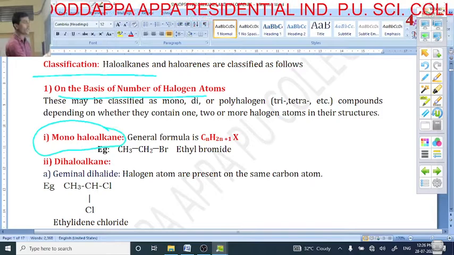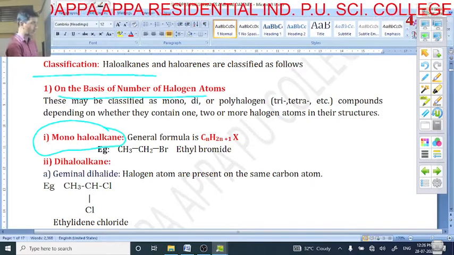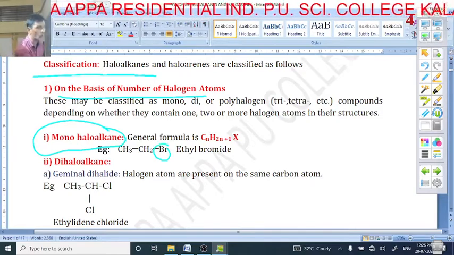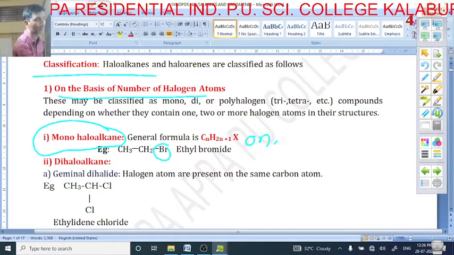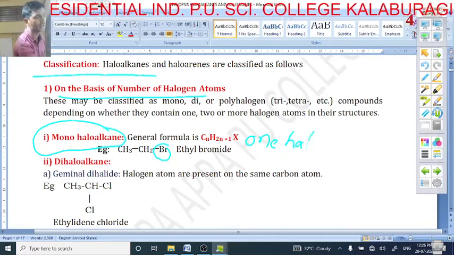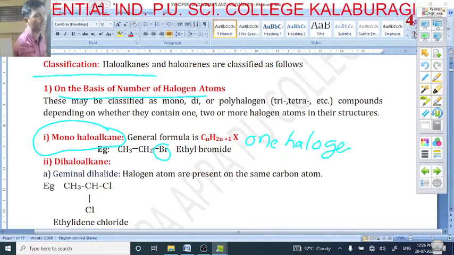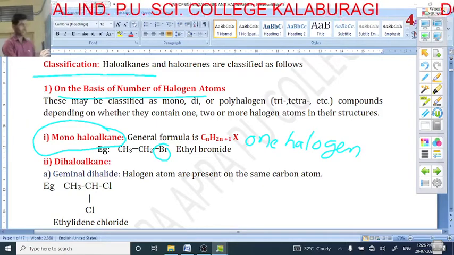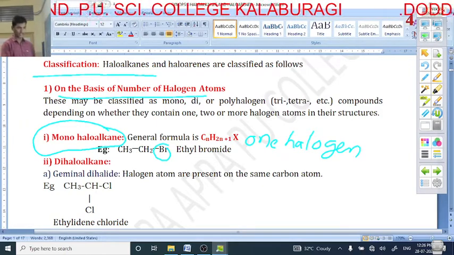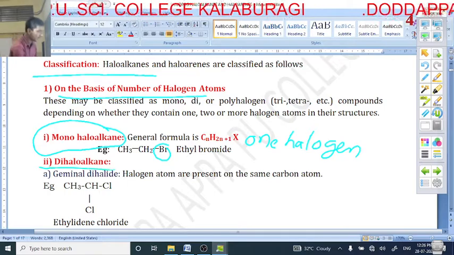One is monohaloalkane. Why is it called monohaloalkane? It contains only one halogen atom. That's why these are called monohaloalkanes. And next, what are the dihaloalkanes?